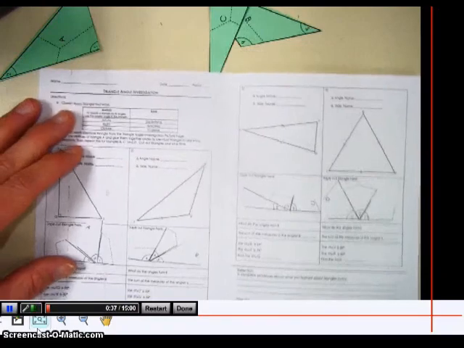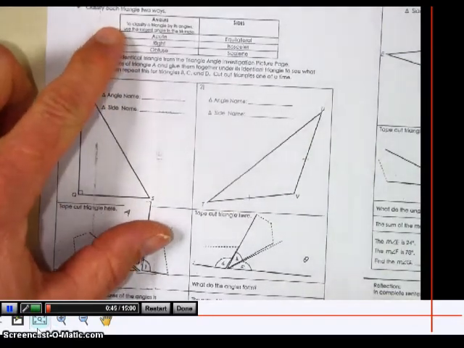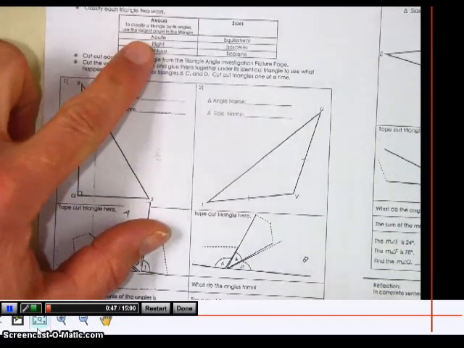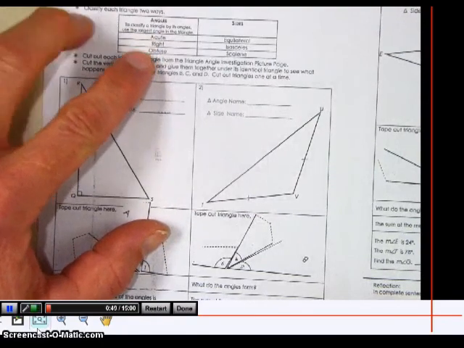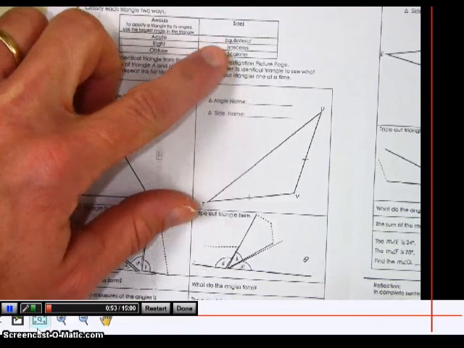3 or 4 of you. Okay, good. So this is going to be new for some of you. Okay, so I'm going to zoom in on this. At the top it says classify each triangle 2 ways. By its angle, you can have an acute, a right, or obtuse. And by its sides, you can have an equilateral.